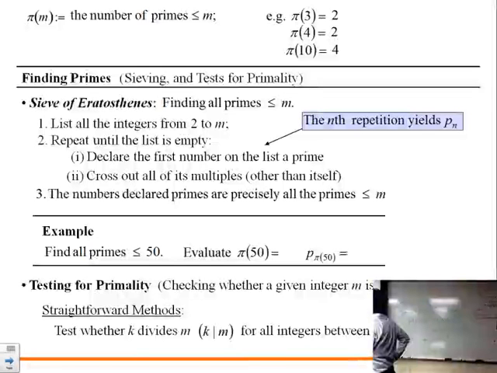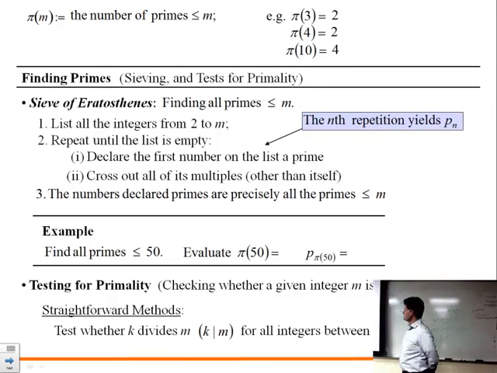So we'll define a function pi of m. Here pi doesn't mean 3.14. It's a function. This is just the number of primes less than or equal to m. m here, in this case, is actually any real number. It could be any real number. And this is the number of prime numbers up to m and including m.